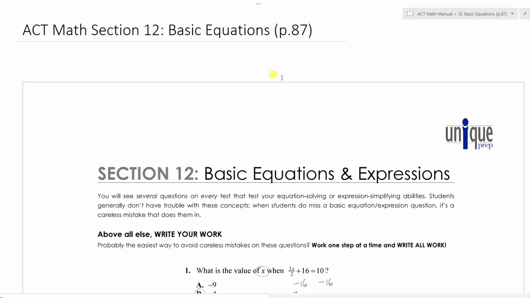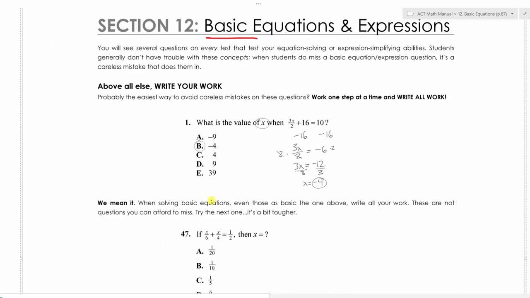This is ACT Math Manual Section 12. This begins on page 87. Section 12 deals with basic equations and expressions, so just a lot of algebra in this section. Now, as the name implies, yes, most of this stuff is fairly basic, and for a lot of students, it's not going to pose much difficulty, so hopefully this video will be quick and painless.